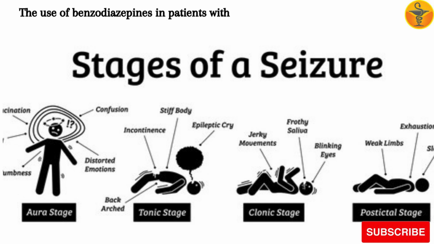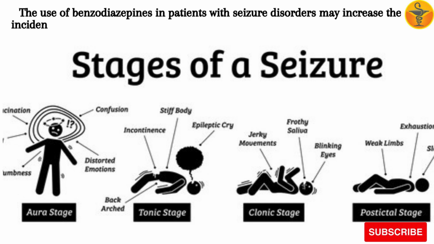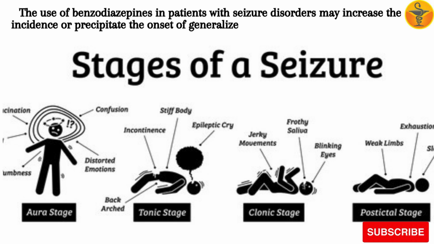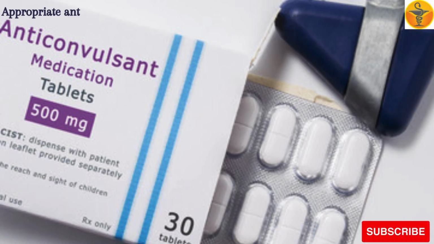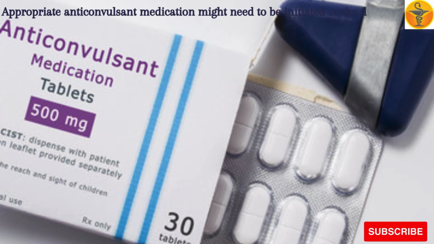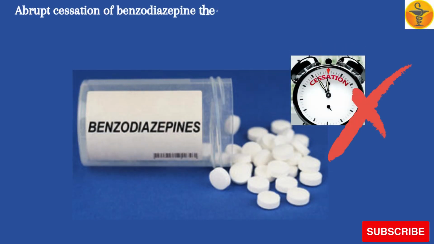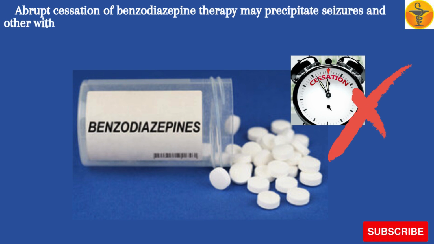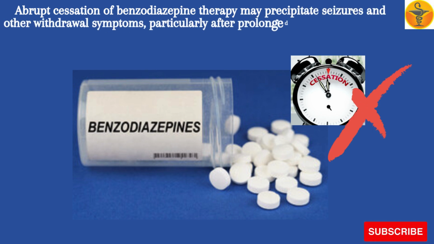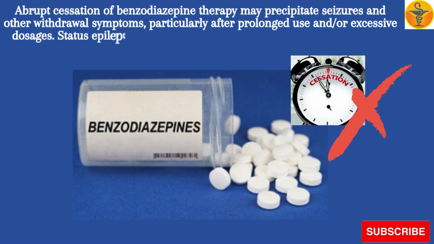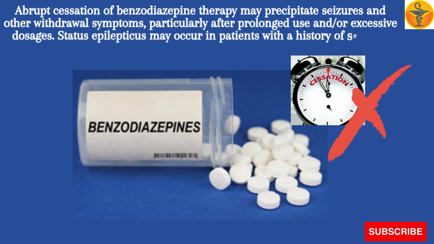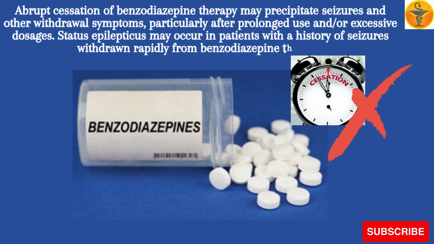Seizures. The use of benzodiazepines in patients with seizure disorders may increase the incidence or precipitate the onset of generalized tonic-clonic seizures, grand mal. Appropriate anticonvulsant medication might need to be initiated or the dosage increased. Abrupt cessation of benzodiazepine therapy may precipitate seizures and other withdrawal symptoms, particularly after prolonged use and/or excessive dosages. Status epilepticus may occur in patients with a history of seizures withdrawn rapidly from benzodiazepine therapy.